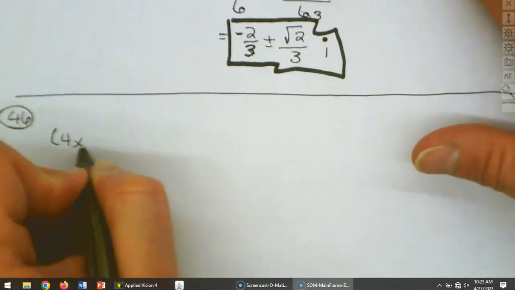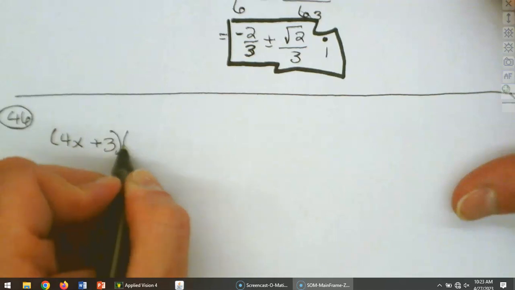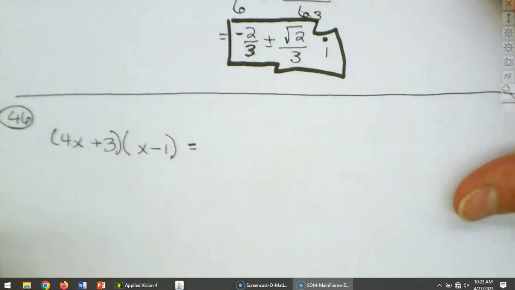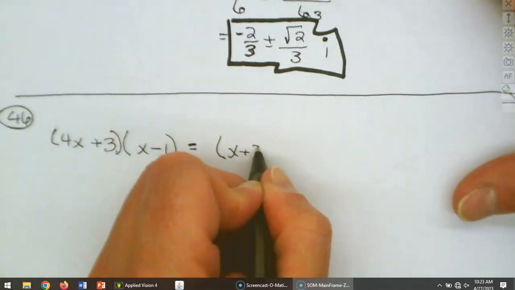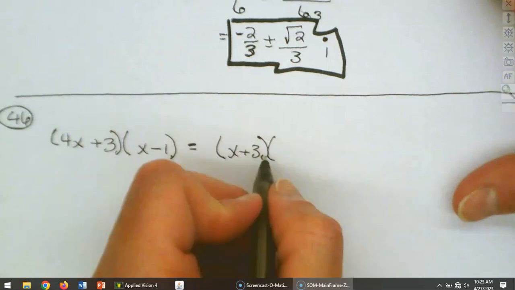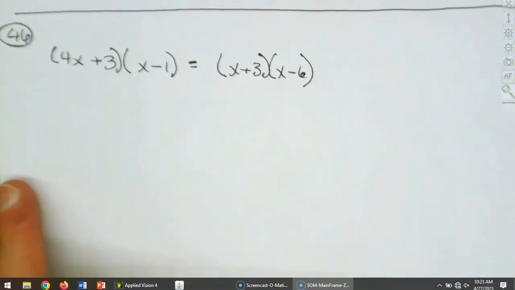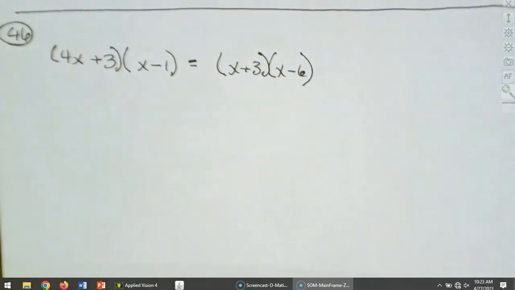So this is 4x plus 3, x minus 1 equals x plus 3, x minus 6. Now, why is this one going to take so much time? Well, this one is going to take so much time to go through because we are going to have to FOIL this out twice. FOIL the left, FOIL the right, put it all back together, set it to 0, use the quadratic formula. So this is probably the most time-consuming one.